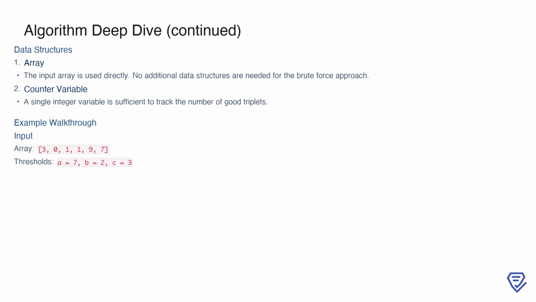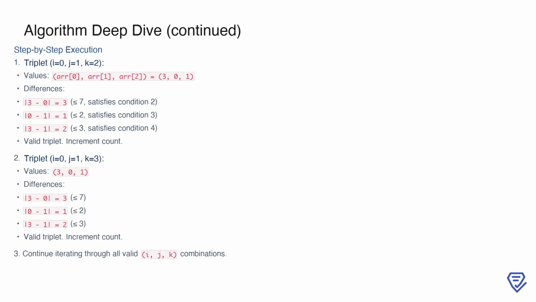Let's consider an example to walk through the process. Given the array 3, 0, 1, 1, 9, 7, and thresholds A equals 7, B equals 2, and C equals 3, we aim to count all the good triplets in this array. By systematically applying the brute force approach, we will evaluate each triplet to see if it satisfies the conditions. Let's look at the first few triplets in detail.